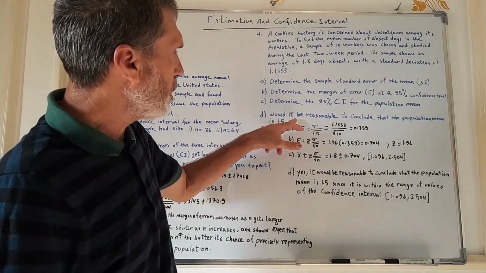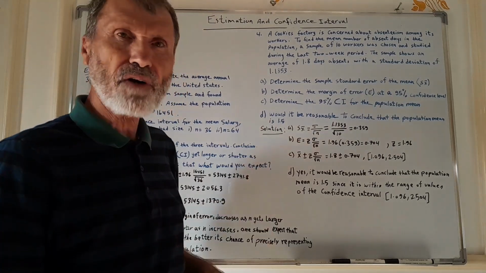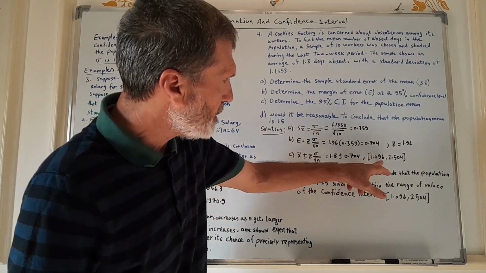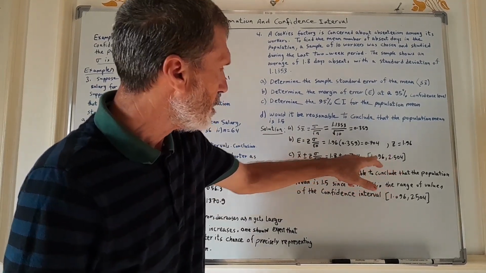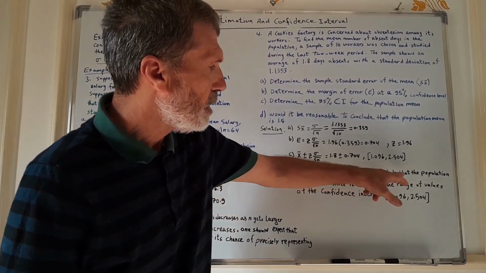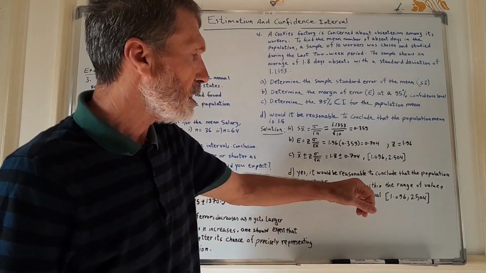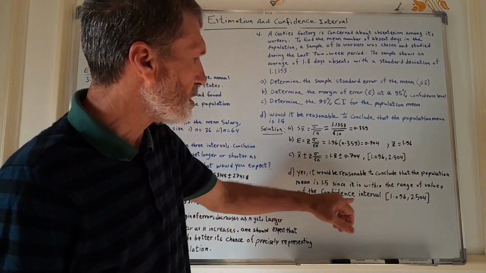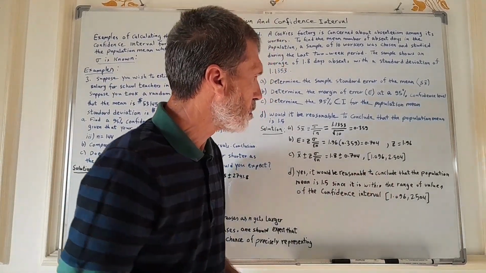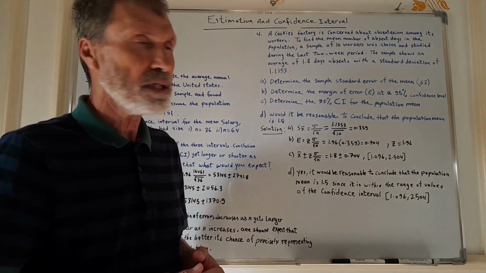Part D, would it be reasonable to conclude that the population mean is 1.5? Well, yes. As you can see, 1.5 is within this range. So yes, it would be reasonable to conclude that the population mean is 1.5, since this value is within the range of values of the confidence interval, which is 1.096 to 2.504. So yes, indeed, it's reasonable to conclude that the population mean is 1.5.